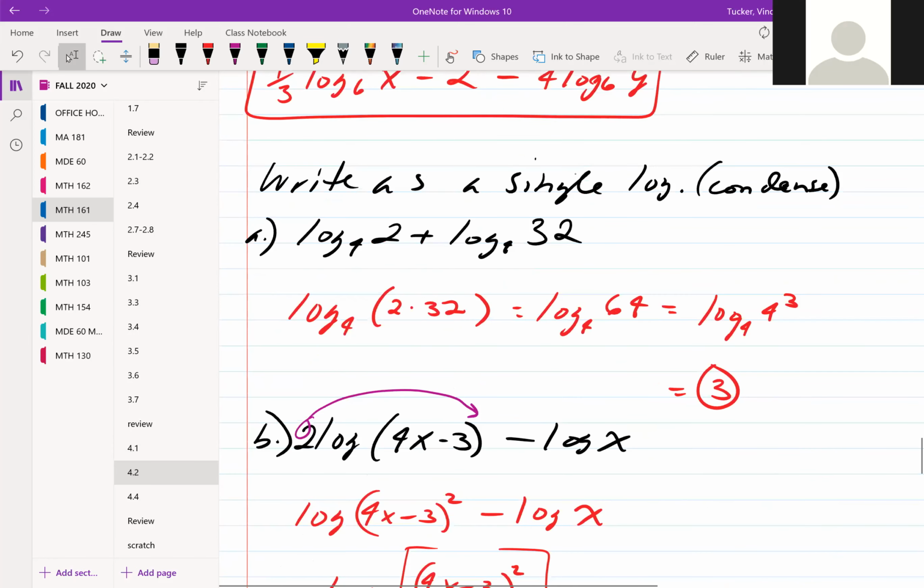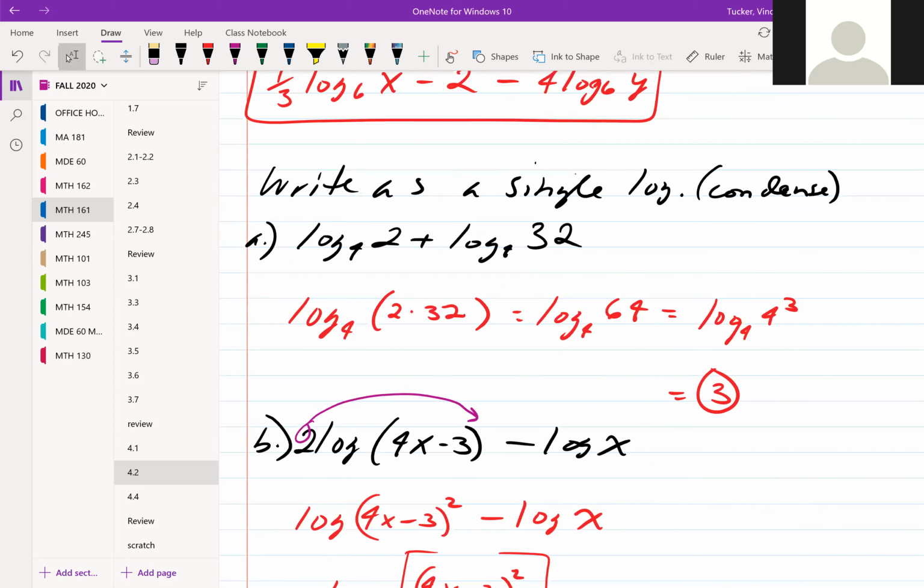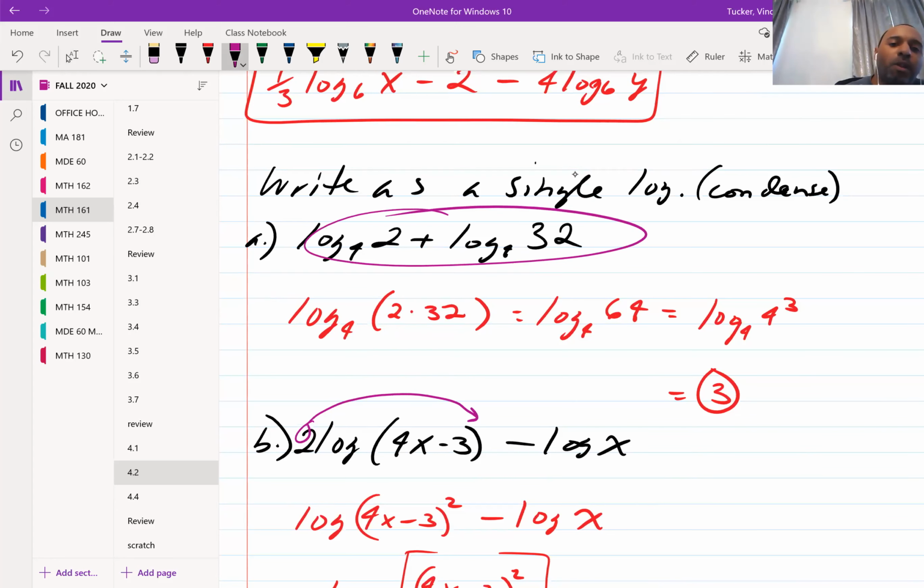All right. So the next one, we want to go in the opposite direction. We want to condense our logs. So if I have this log base 4 of 2 plus log base 4 of 32, to go in the opposite direction and make it a single log, I would multiply those. And that's why I have 2 times 32. So we're just reversing the process that we used previously. 2 times 32 is 64.